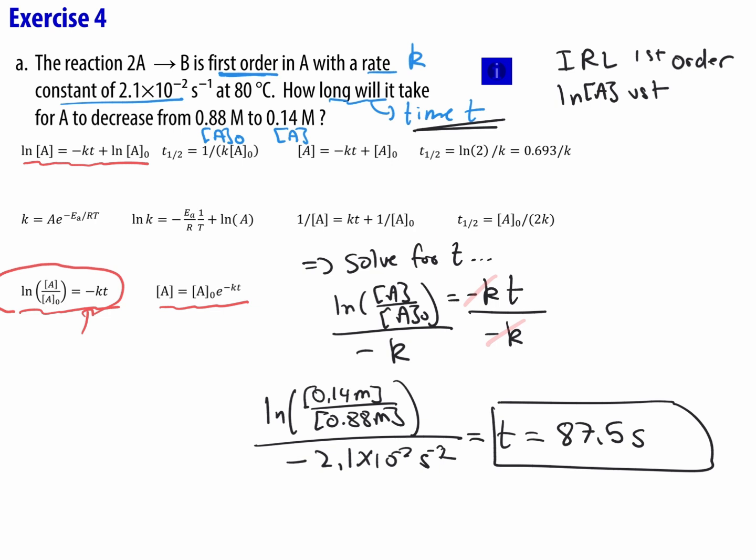Sometimes you're asked to solve for a bunch of different stuff, so you could use the half-life as a double check here. 0.88 to 0.14: if I look at that, 0.88 cut in half is 0.44, cut in half again is 0.22, cut in half again is 0.11. So if I look at where I'm looking for 0.14, that's somewhere between 2 and 3 half-lives. Maybe I'm estimating this is at about 2.5 half-lives.